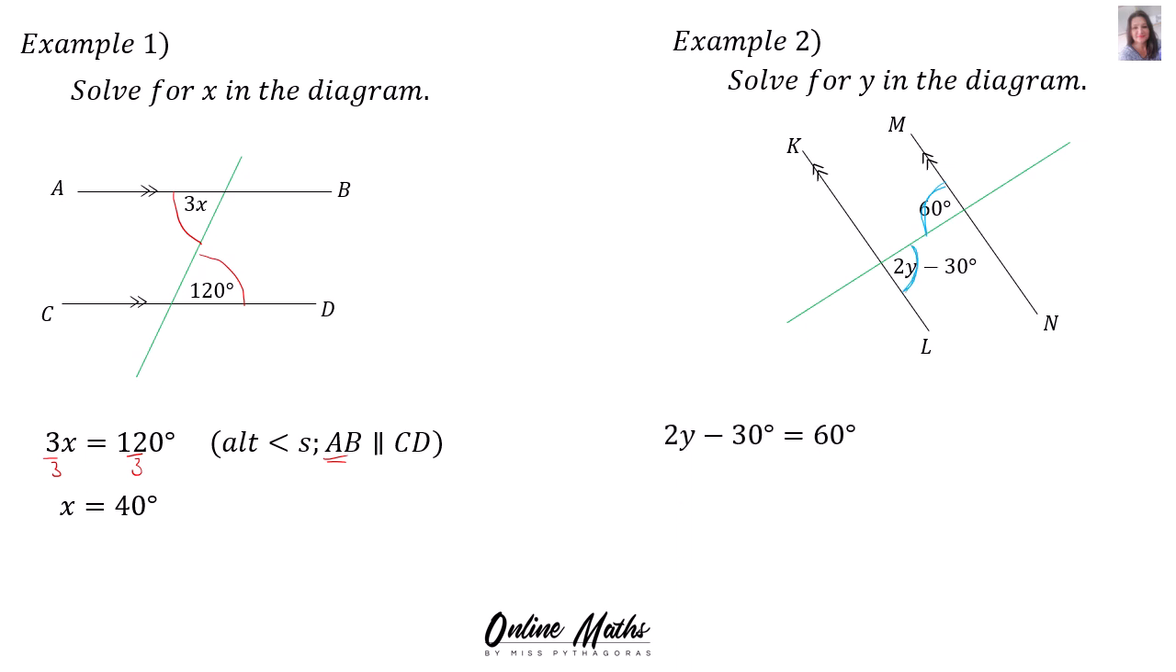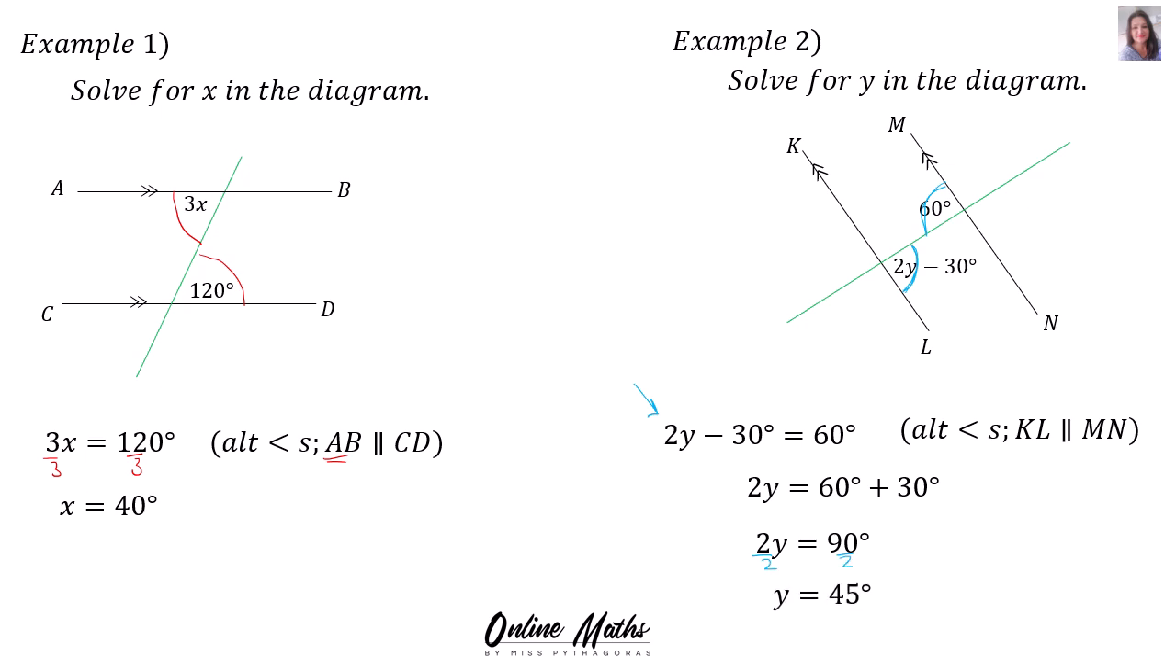So therefore you can say 2y minus 30 degrees is equal to 60 degrees. And your reason, alternate angles equal since KL is parallel to MN. And then there's a little equation now, and we will solve the equation. So let's let the 30 walk across. 60 plus 30 is 90 degrees, and then solve y means let's get rid of the 2. Divide both sides by 2, and y is equal to 45 degrees.